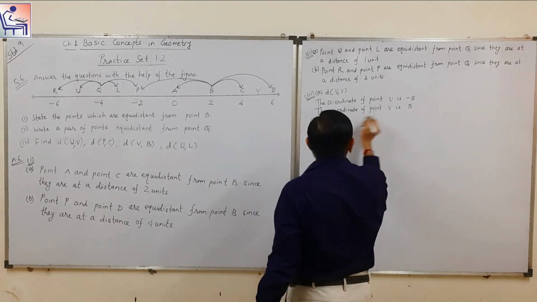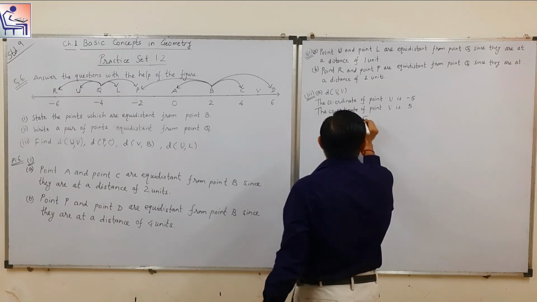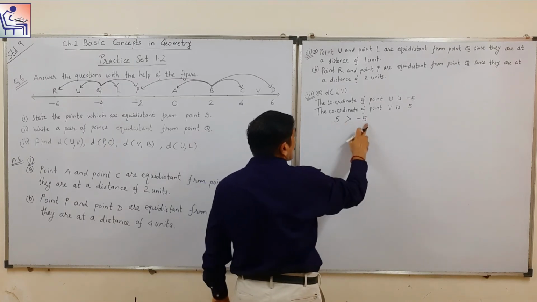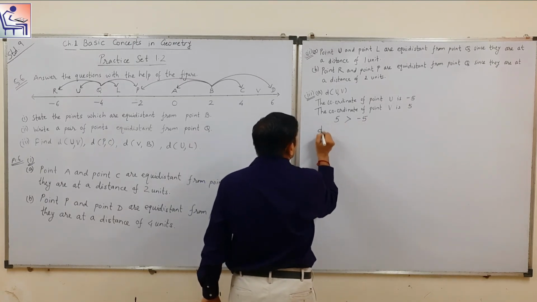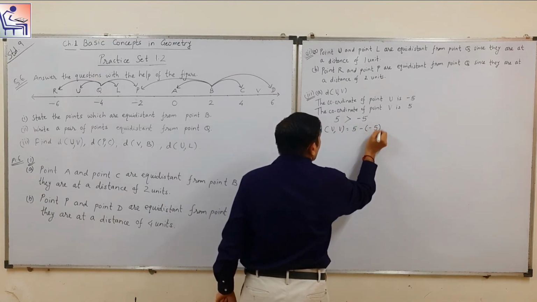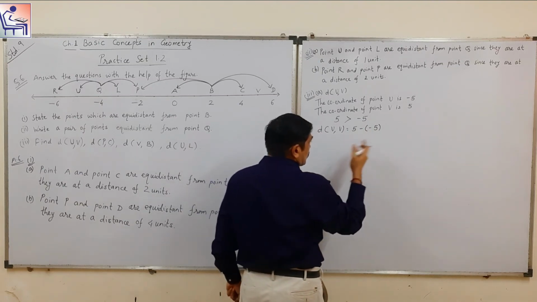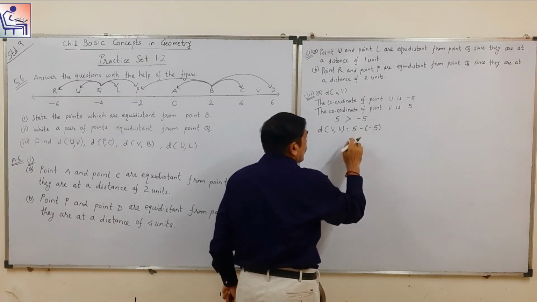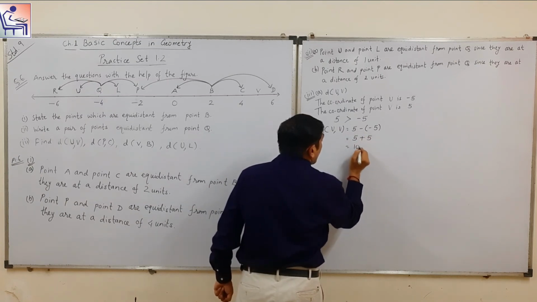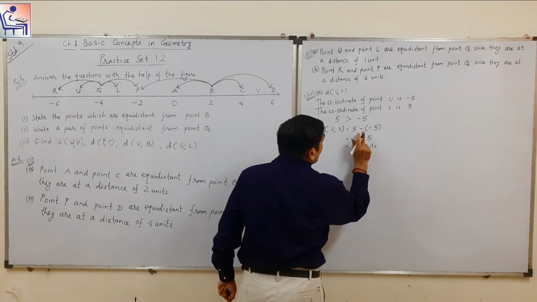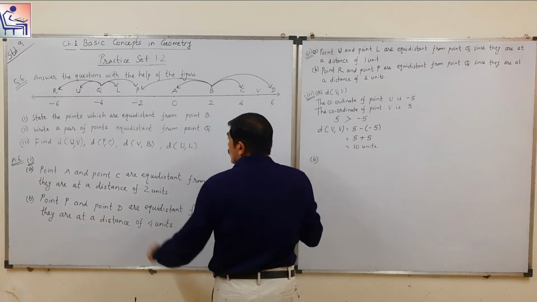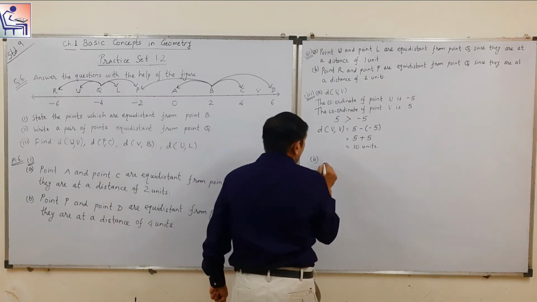Now you know that 5 is greater than -5. All positive numbers are greater than negative numbers. So distance UV is equal to 5 minus -5. We have to deduct the smaller number from the greater one. So 5 plus 5 is equal to 10 units. Please remember, here minus minus plus. Now the second, distance PC.